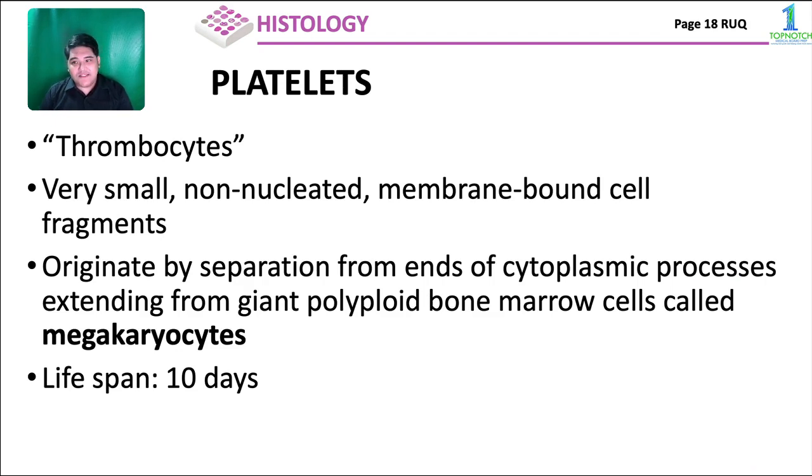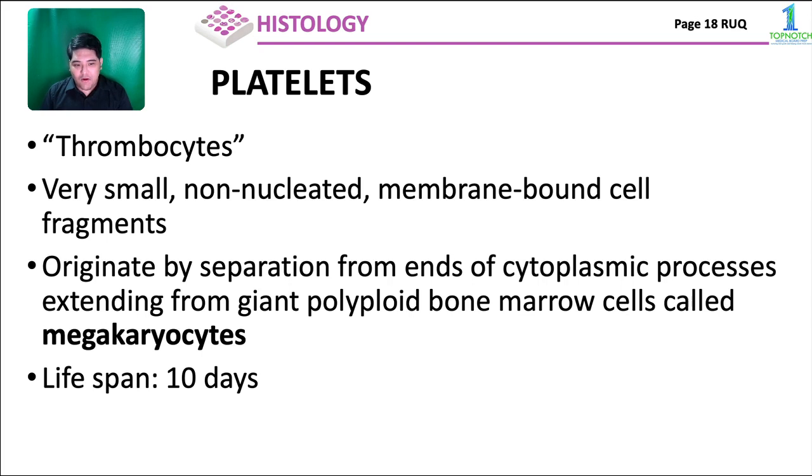Okay, so next is your platelets, your thrombocytes. They are very small, non-nucleated, membrane-bound cell fragments. They are just fragments, originating by separation from the end cytoplasmic processes of your big megakaryocytes. Your megakaryocyte is a giant polyploid bone marrow cell, which of course comes from the bone marrow. Lifespan, 10 days. Imagine your megakaryocytes breaking off into smaller platelets.